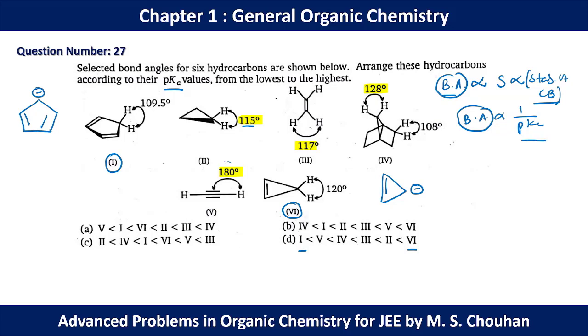So 180 is the maximum bond angle, so we have 5 here, then 128 we have 4 here, then 117 we have 3 here, then 115 2 here. This question can be easily solved by following this theory, and for question number 27, option D should be the correct option.